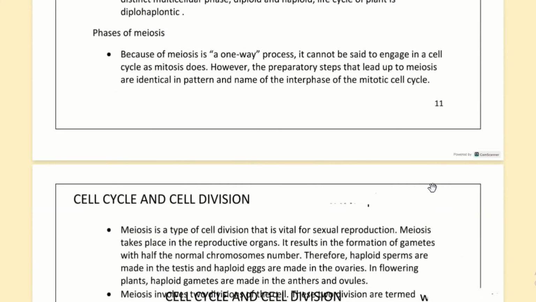Phases of meiosis. Because meiosis is a one-way process, it cannot be said to engage in a cell cycle as mitosis does. However, the preparatory steps that lead up to meiosis are identical in pattern and name to the interphase of the mitotic cell cycle.